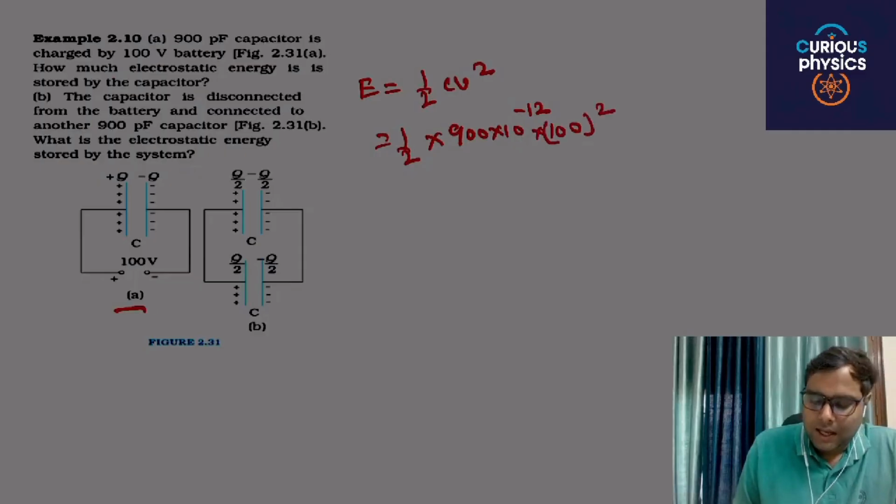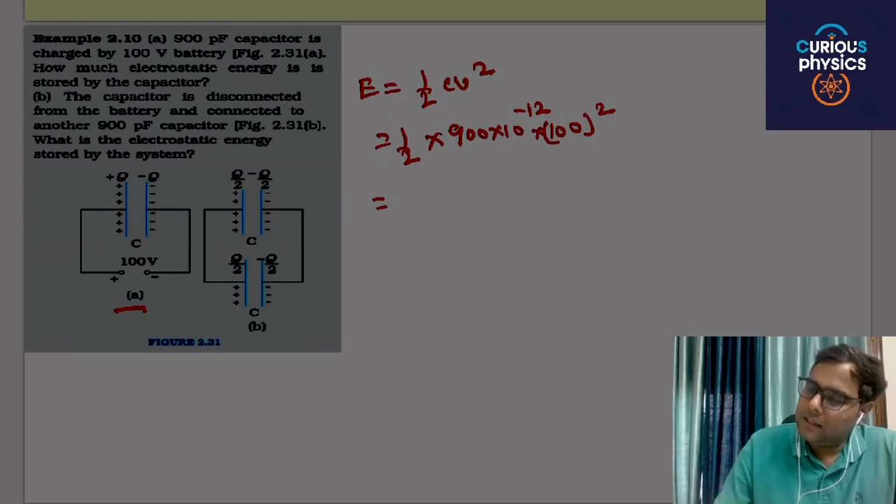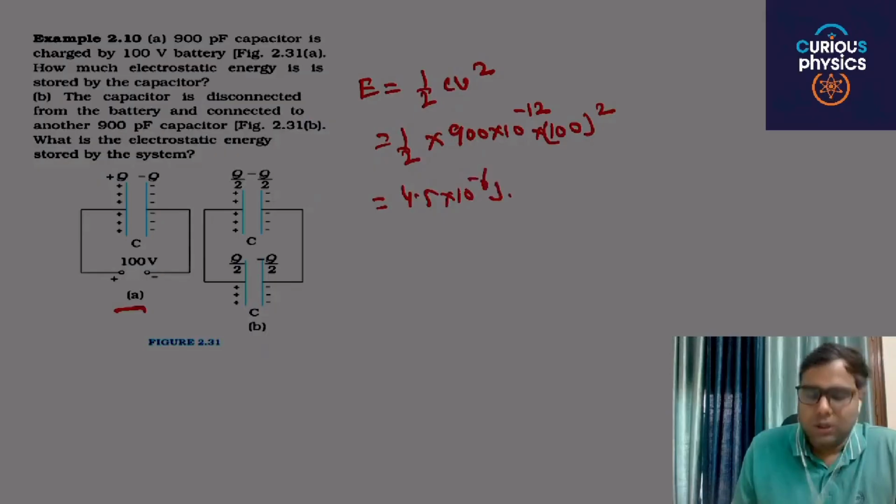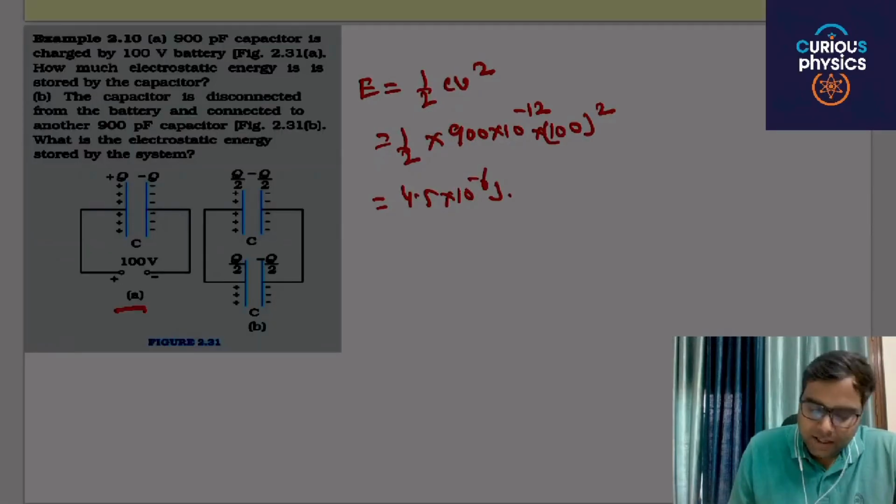This is the energy, and the value will come out to be approximately 4.5 into 10 raised to power minus 6 joule. Simple. But in the next case, the capacitor is disconnected from the battery and connected to another 900 picofarad.